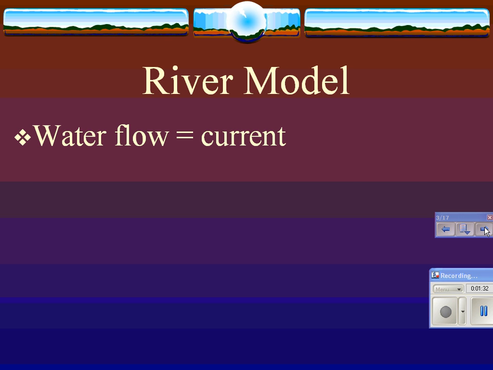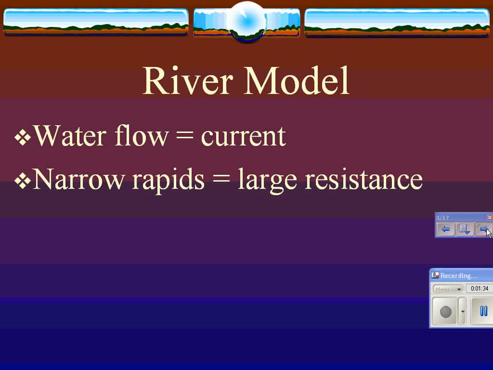I think you can kind of use the analogy that the rapids in a river are kind of like a resistor in our circuit. It is something that slows down the flow of current.